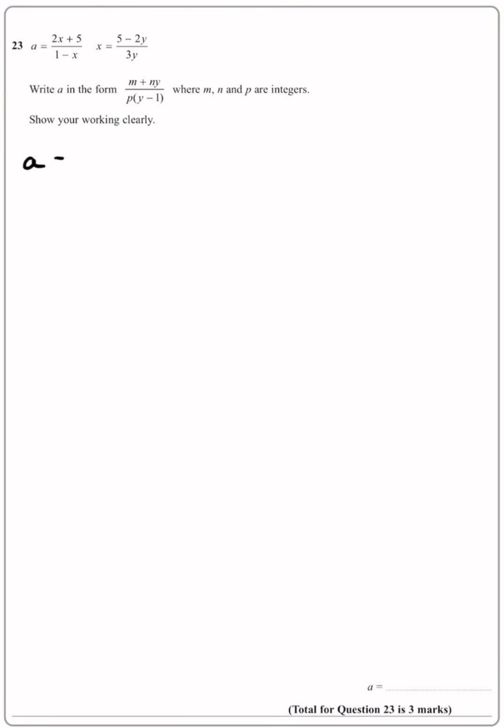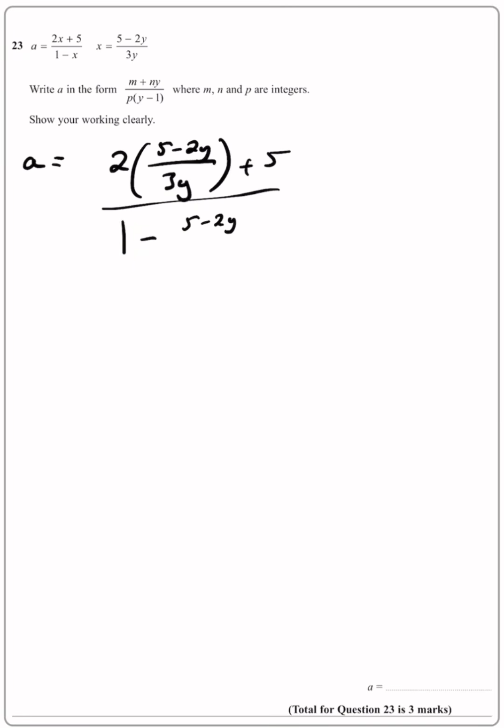Question number 23. So this is a fraction within a fraction question. We know that a is (2x + 5)/(1 - x). So I'm going to substitute the x in that for (5 - 2y)/3y. So we'll get 2 lots of (5 - 2y)/3y plus 5 in the numerator, and 1 subtract (5 - 2y)/3y in the denominator.